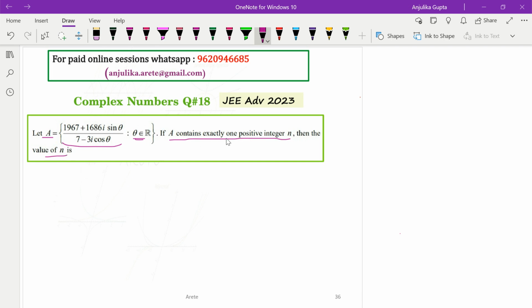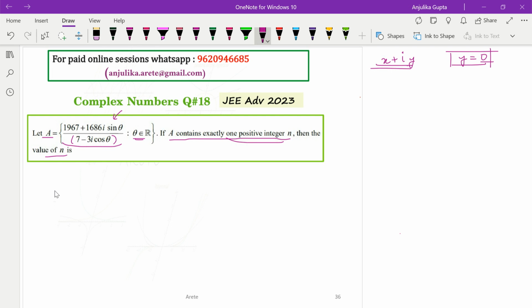First of all, if it is a positive integer, it is a real number, of course. That means the imaginary part is 0. If it looks like x plus iy, then your y has to be 0. Now what do we do? Does this number look like this? No. If you want it to look like that, you multiply by the conjugate of the denominator in the numerator as well as the denominator.